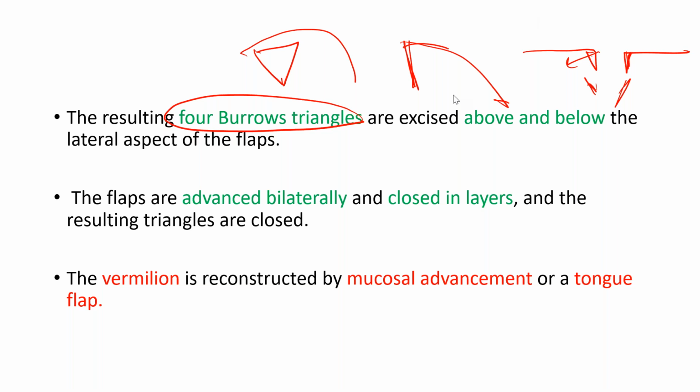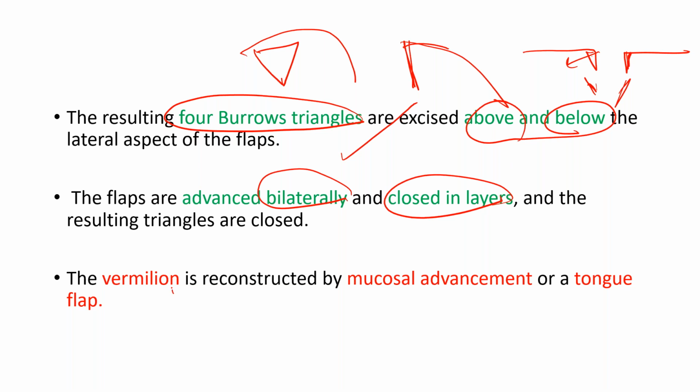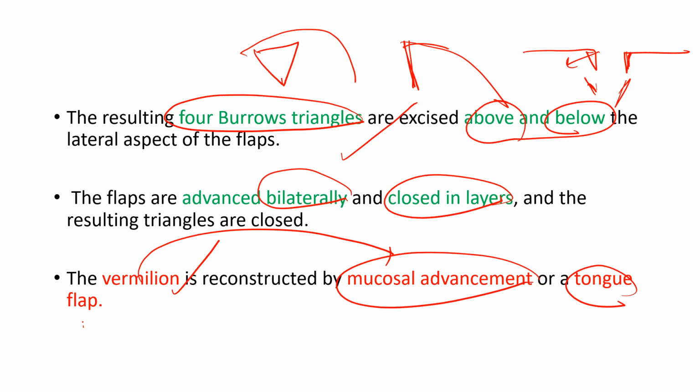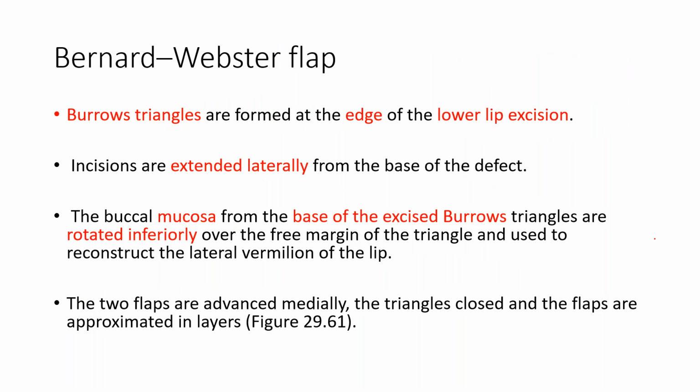So these are the four Burrow's triangles that are excised above and below and the lateral aspect of the flaps. Okay, they are advanced bilaterally and closed in layers. The vermilion is reconstructed. The vermilion is always reconstructed by mucosal advancement or fan flaps. You can take from the tongue also. Vermilion is advanced. So Burrow's triangles are formed at the edge of the lower lip resection.